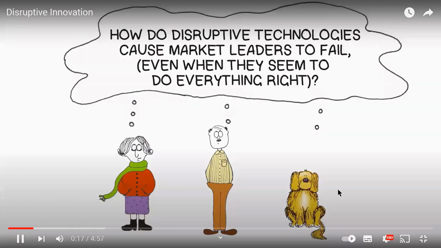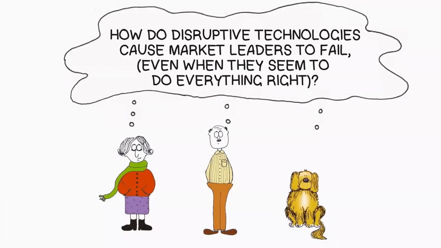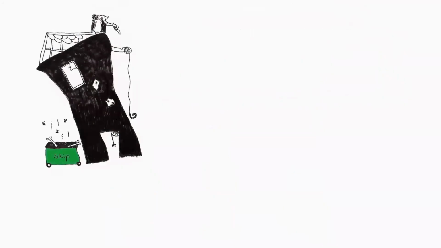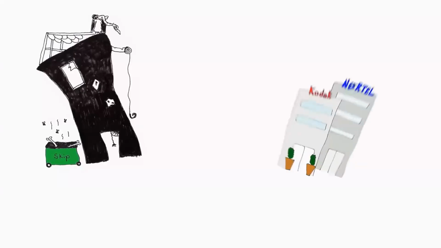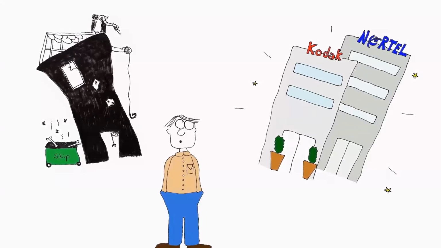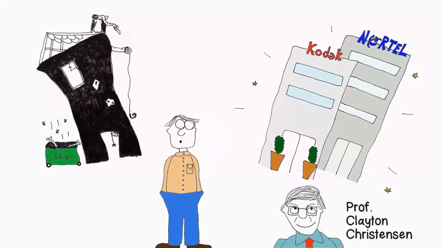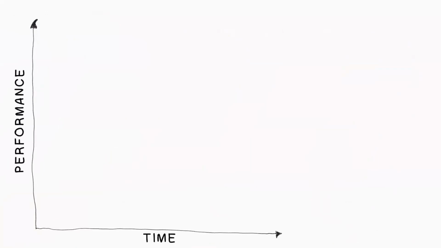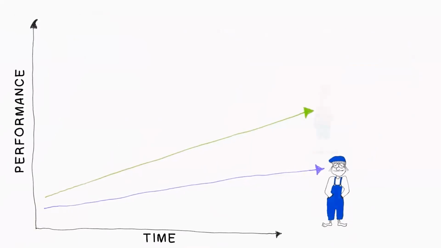How do disruptive technologies cause market leaders to fail, even when they seem to do everything right? Everybody knows why badly managed businesses fail, but what's more interesting is how companies like Kodak or Nortel Networks seem to do everything right and still didn't survive. In the 1990s, Professor Clayton Christensen from the Harvard Business School put forward a theory of disruptive technology to explain this. In every market, there's a trajectory of performance improvement that customers are able to make use of, but where this trajectory lies is different from one customer to the next.